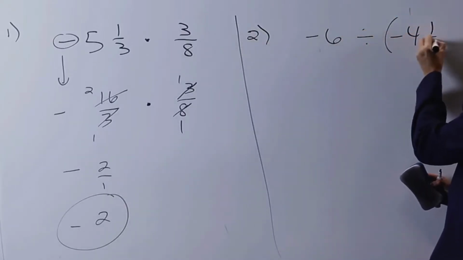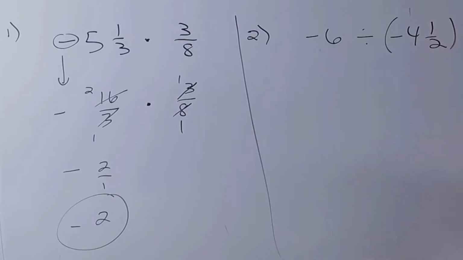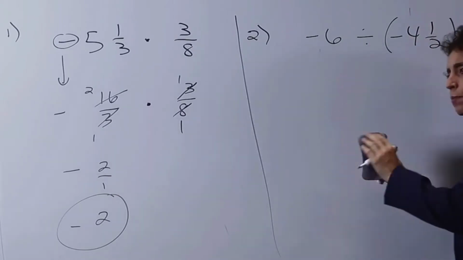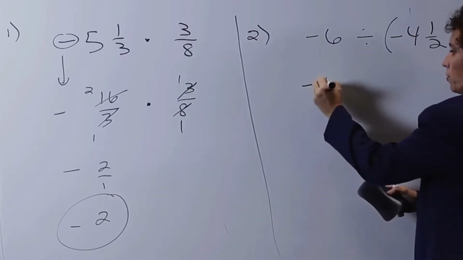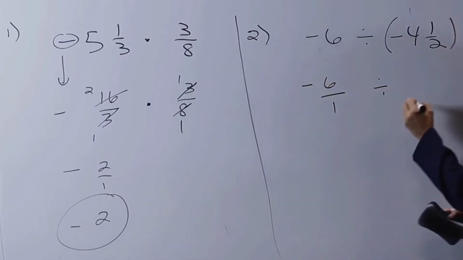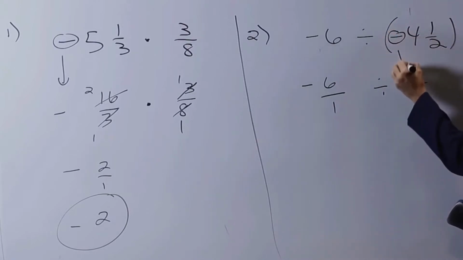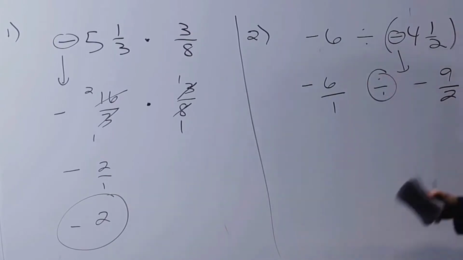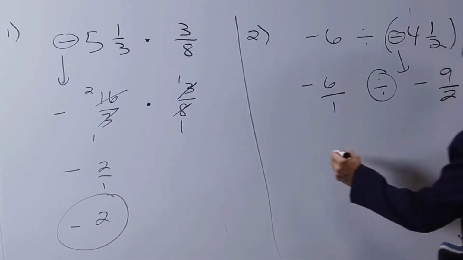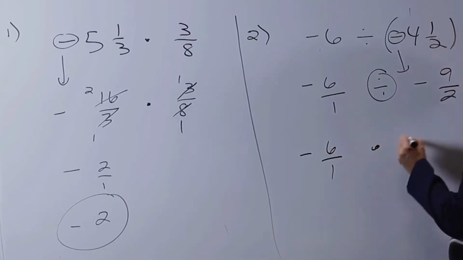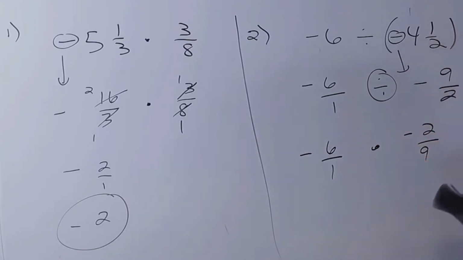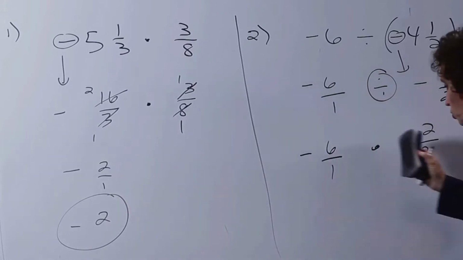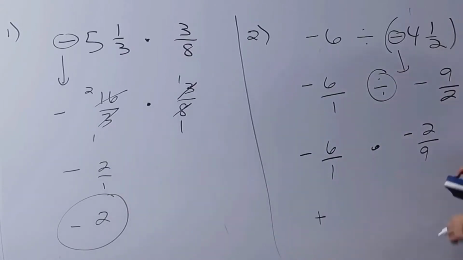You should already be talking about what sign this is going to be. Okay? I'm going to make everything look like fractions. So negative 6 over 1 divided by, just bring the negative down, don't worry about it, 2 times 4 is 8, plus 1 is 9, 9 halves. Division, remember, means change to multiplication and use the reciprocal, so we're going to interchange the 9 and the 2, the numerator and denominator. We already know that the answer has to be positive because the signs are the same. Don't worry about the signs anymore.